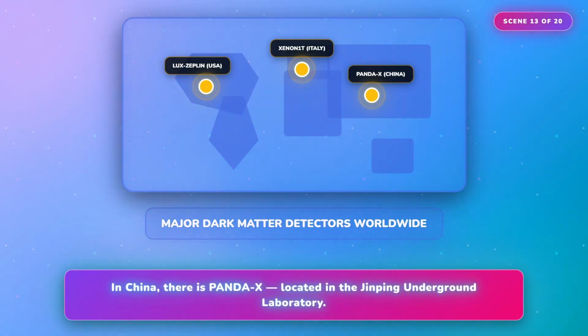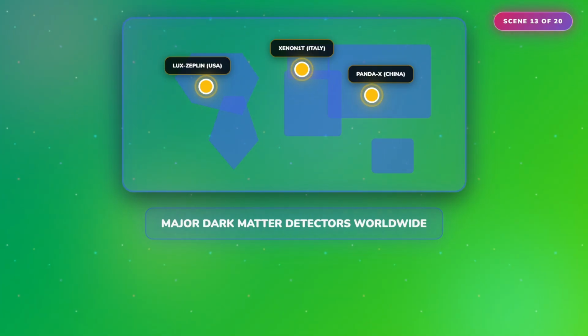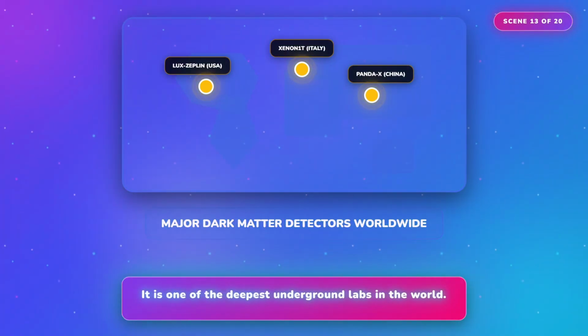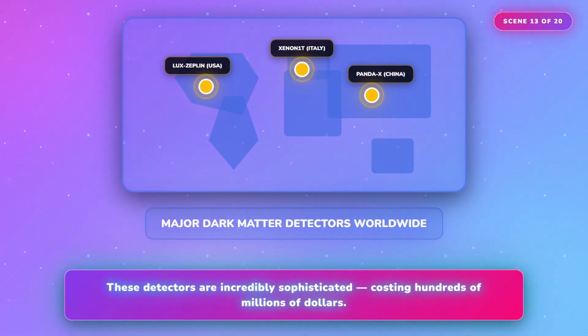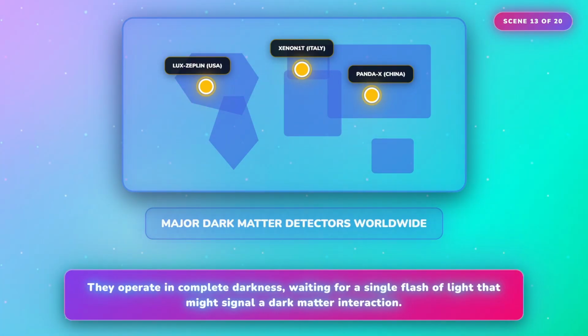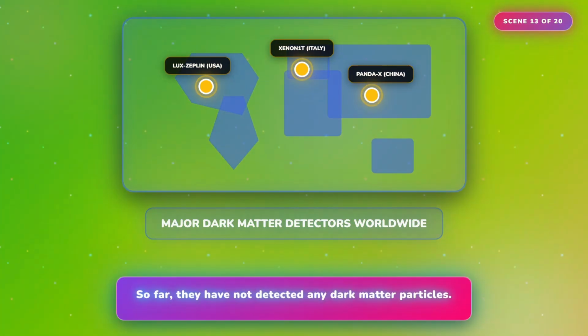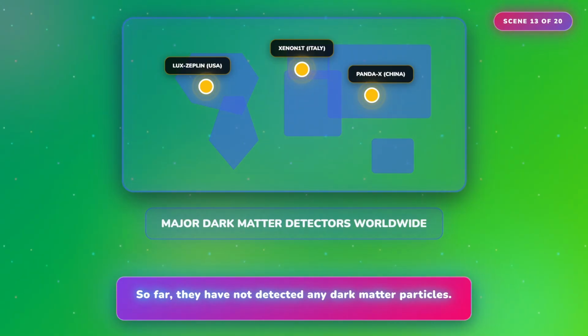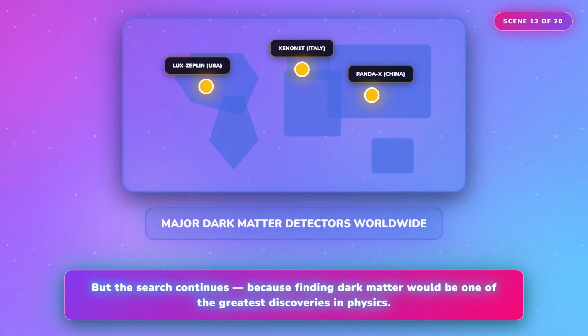In China, there is Panda X, located in the Jinping Underground Laboratory. It is one of the deepest underground labs in the world. These detectors are incredibly sophisticated, costing hundreds of millions of dollars. They operate in complete darkness, waiting for a single flash of light that might signal a dark matter interaction. So far, they have not detected any dark matter particles. But the search continues, because finding dark matter would be one of the greatest discoveries in physics.